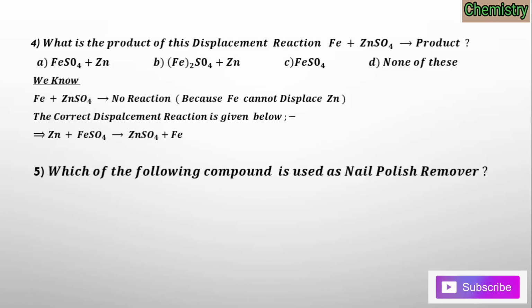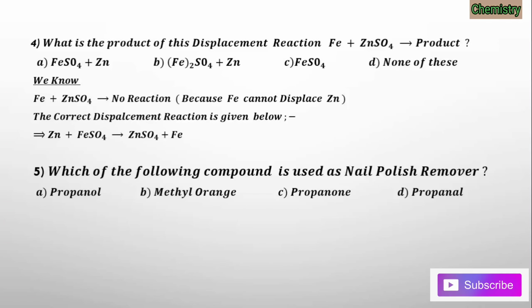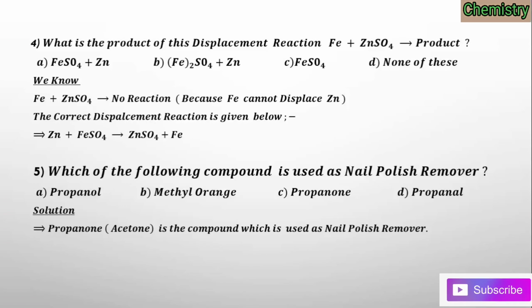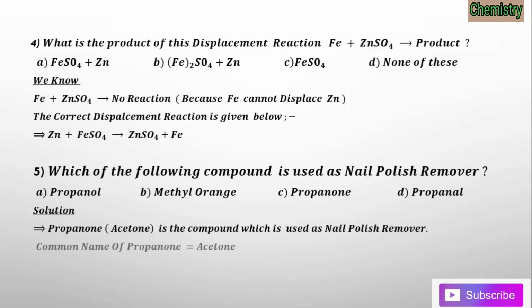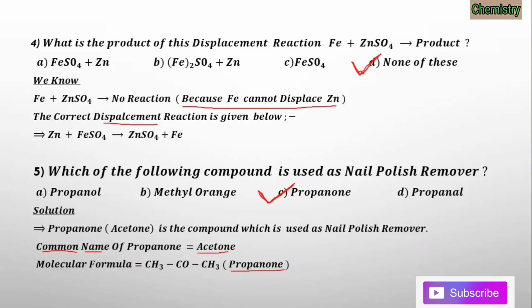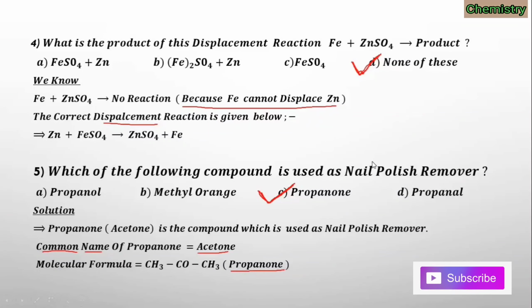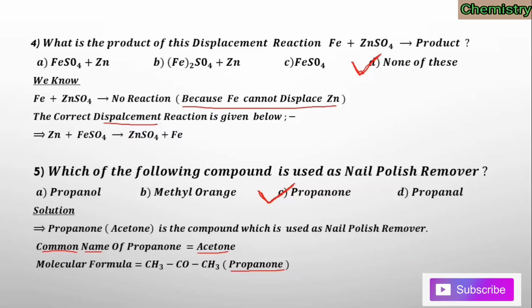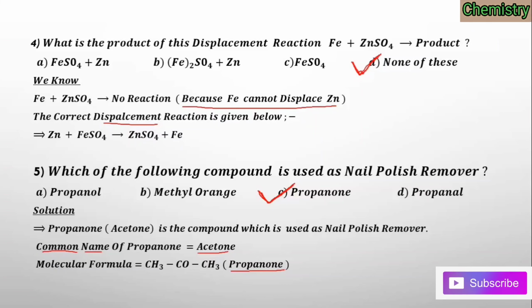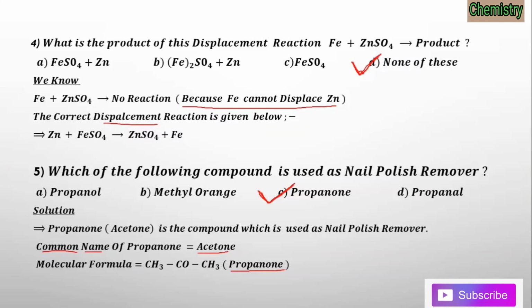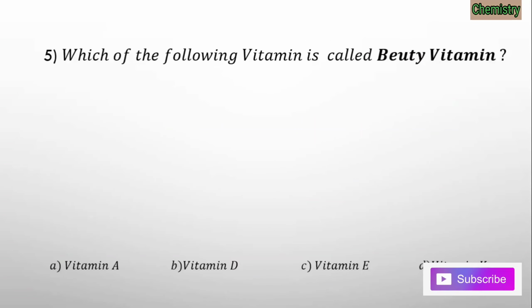In question number 5, which of the following compounds is used as nail polish remover? Propanone or acetone is used as nail polish remover. Option C is the correct answer. You have to remember the common name of acetone. Common name of propanone is acetone. Option C is the correct answer.